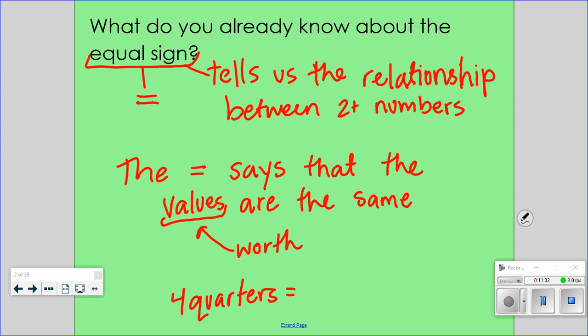Victor? It's $1. But having a $1 bill is different than 4 quarters. They feel different, they look different, they smell different, they taste different. They're different sizes, but they are worth the same. The value is the same. That's what we're talking about with that equal sign. Not that the numbers are the exact same, but that on both sides, it's going to be the same value.